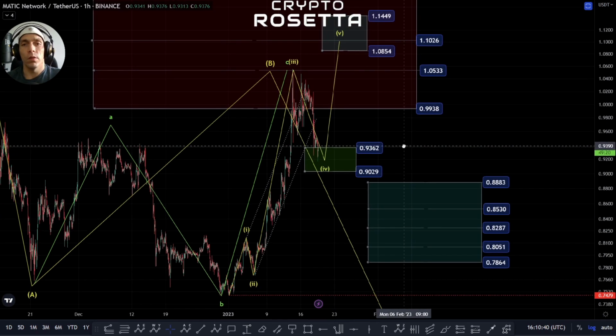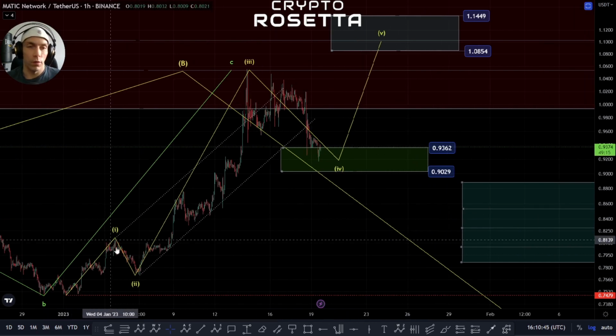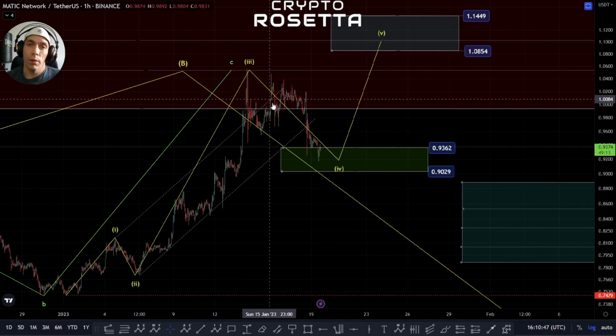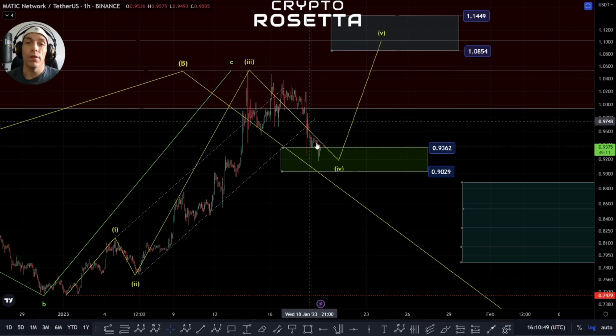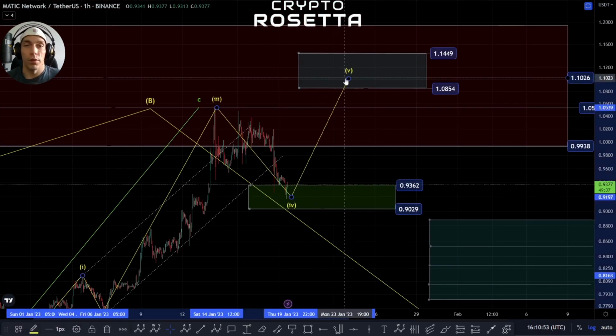Let's jump into the price action now. This is the way that I'm primarily looking at this move to the upside: as a 1, 2, up into this high point for 3, and then looking at this as a potential fourth wave retracement here, looking for a fifth wave to the upside to come.